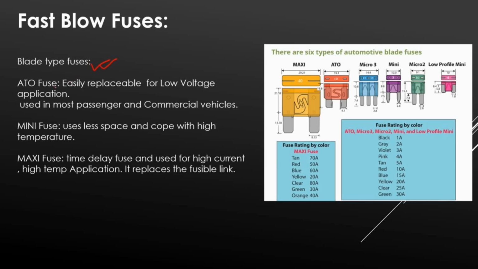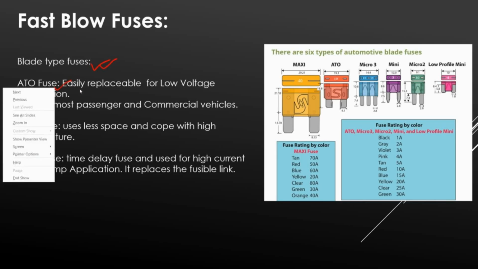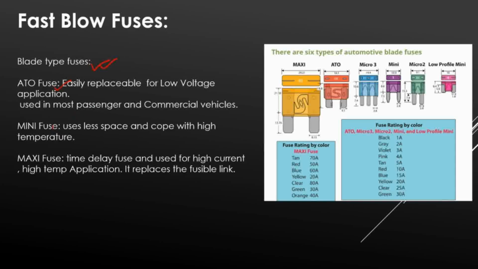In blade type fuses also we have different types of fuses like ATO fuses, mini fuses, and maxi fuses, okay, micro, low profile, mini. So these have typical particular applications. ATO fuse is easily replaceable for low voltage application, used in most of the passenger and commercial vehicles, and their rating also comes very less. Coming to the mini fuses, they use less space and cope with high temperature, where you have a high temperature application and you are struggling for space, then you can use the mini fuses.